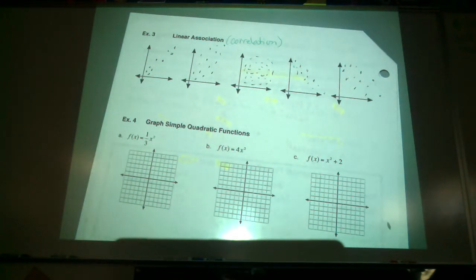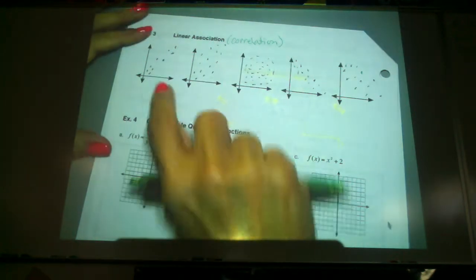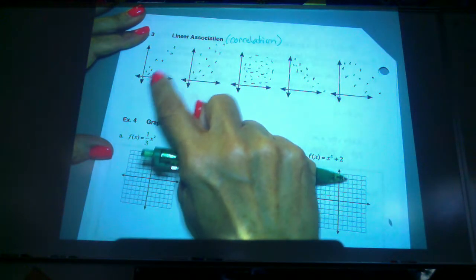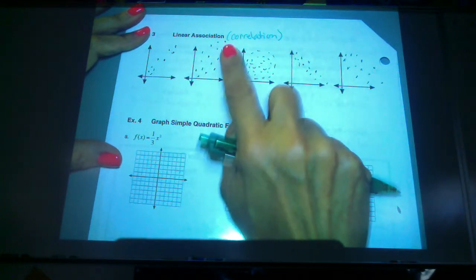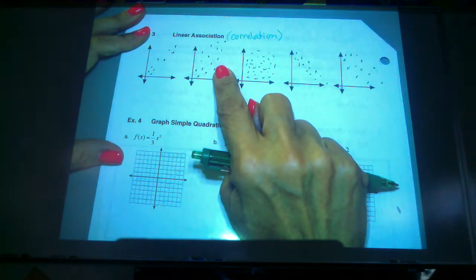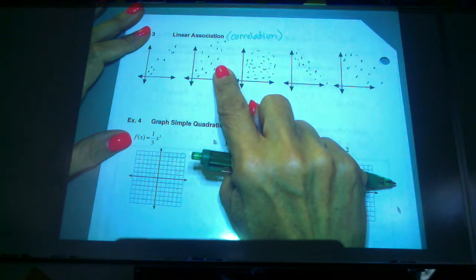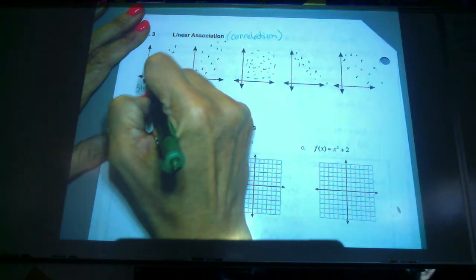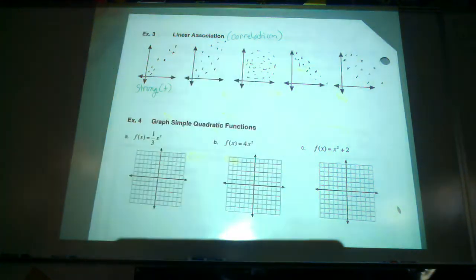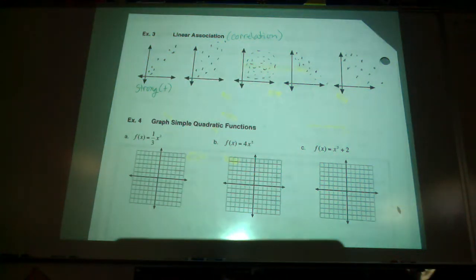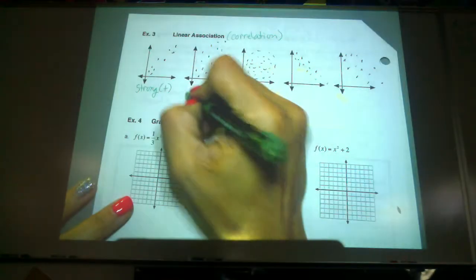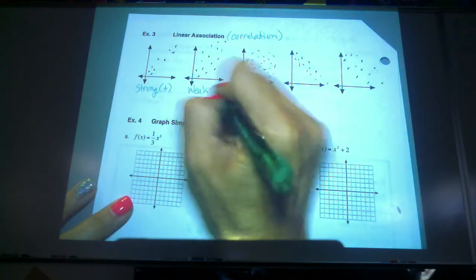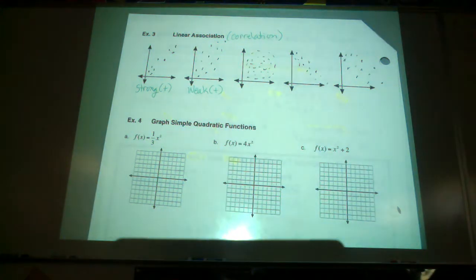One of them is a much stronger correlation than the other. This one quite clearly is approaching a very definite path. This is approaching what I would call a fuzzy path, but they're both still in a positive direction. So we call this a strong positive correlation. The more that those points tend to form a line, the stronger the correlation. The weaker the points are, the more cloudy that they are, the weaker that correlation is. So this is called a weak positive correlation.